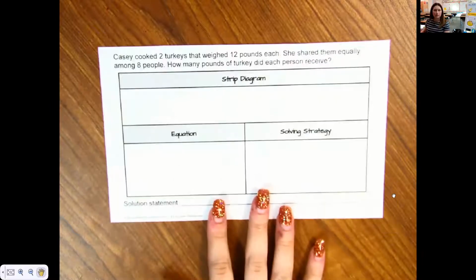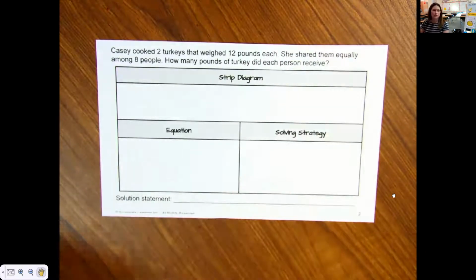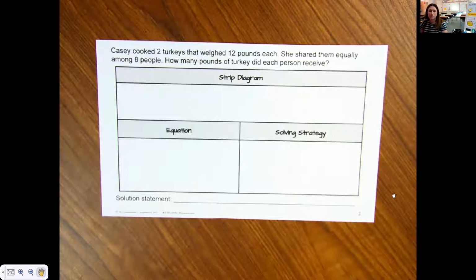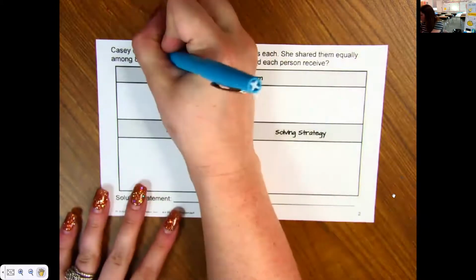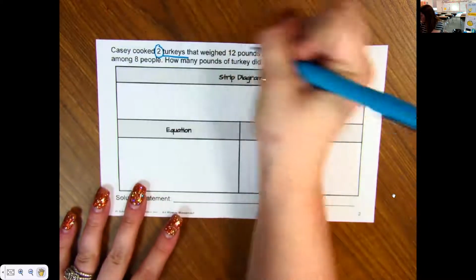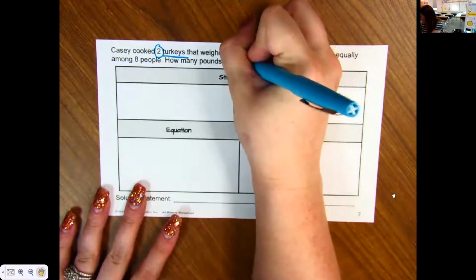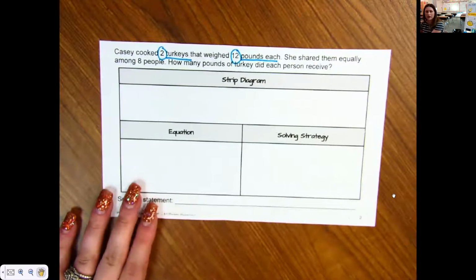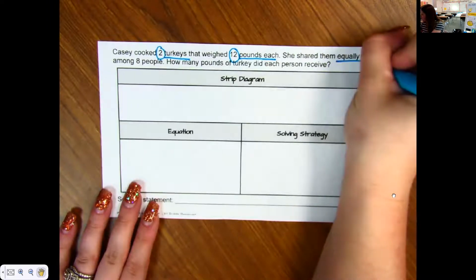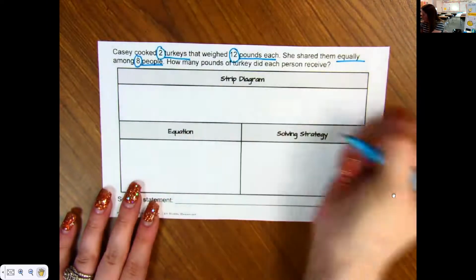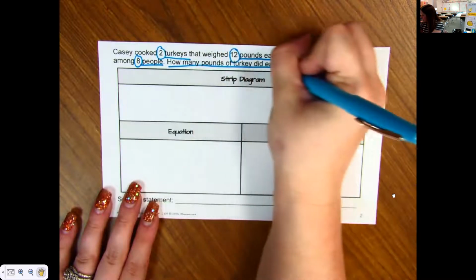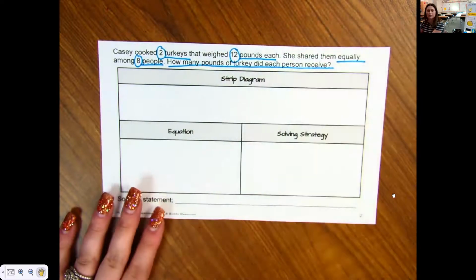So here's our next problem. All right. So Casey cooked 2 turkeys that weighed 12 pounds each. She shared them equally among 8 people. How many pounds of turkey did each person receive? So she cooked 2 turkeys that weighed 12 pounds each. And then she shared them equally among 8 people. So I want to know how many pounds of turkey did each person receive?